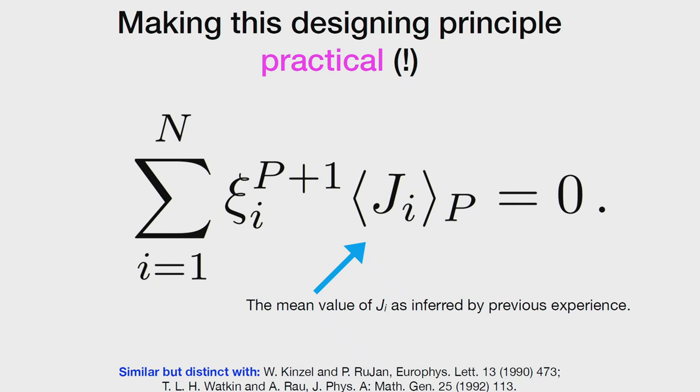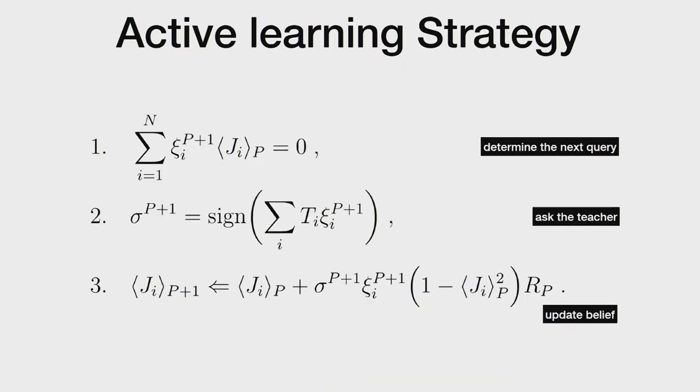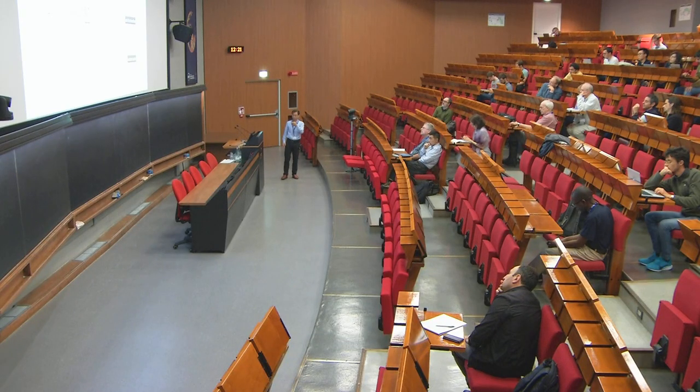So if you use this trick, we can design an active learning algorithm. First, we get a solution, a vector cosine p plus 1. There are many such vectors. And then we input this vector to the teacher and get a feedback cosine plus 1. And then we use this equation to update the mean value of the weight vector. And then we repeat it again.